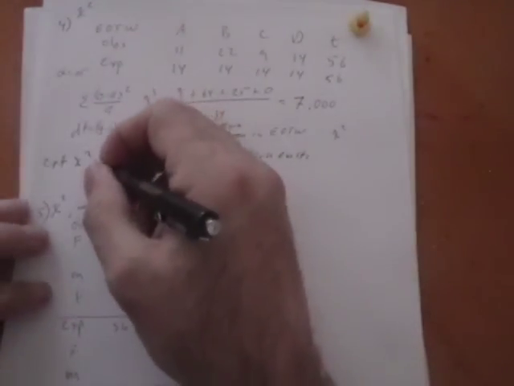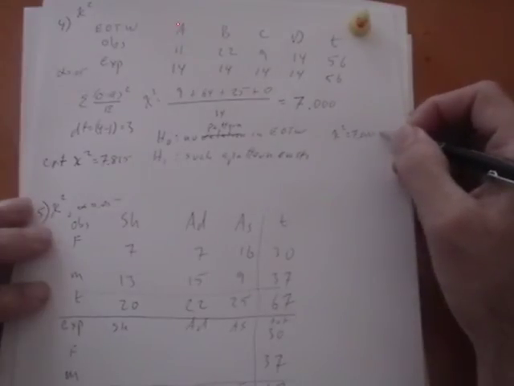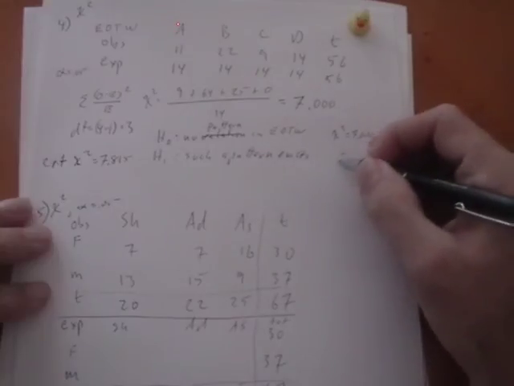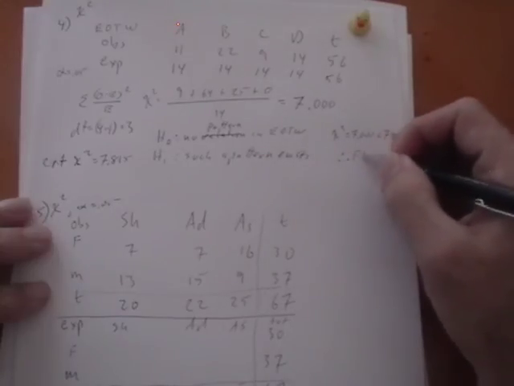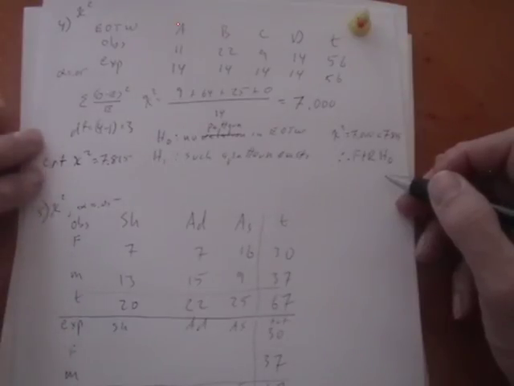The critical chi-squared is 7.815. So I got a chi-squared of 7.000. That is less than 7.815. Therefore, I am going to fail to reject the null hypothesis. And that's all you need to do on problem 4.